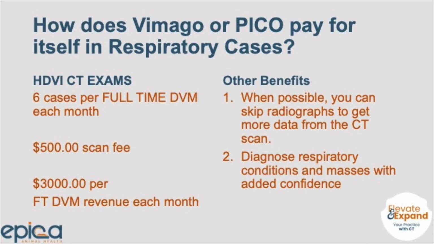6 cases per full-time DVM each month is what we see on average for respiratory cases using CT. That's $500 for a scan fee per patient. That's to scan the chest. About $3,000 per full-time DVM each month can be generated just from respiratory cases.